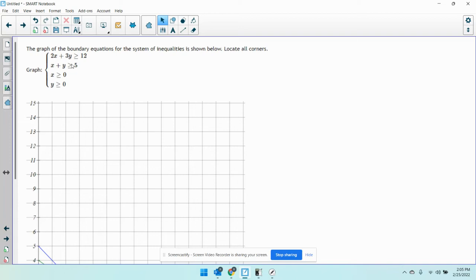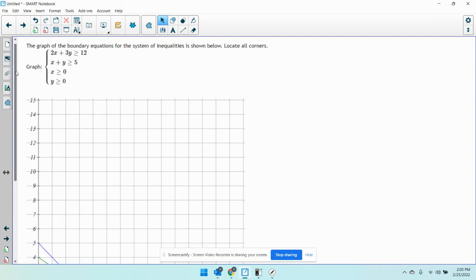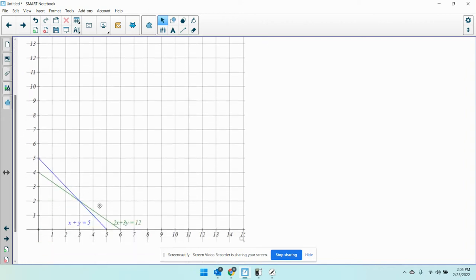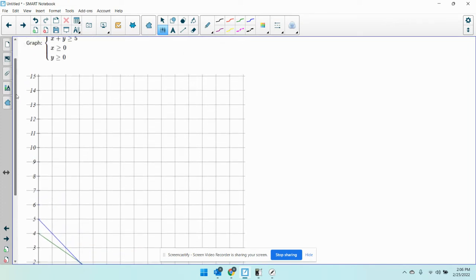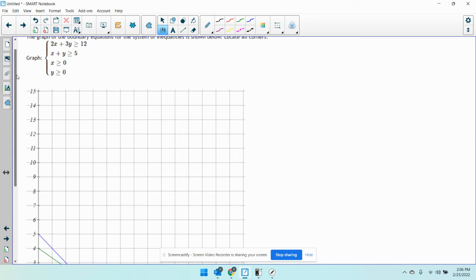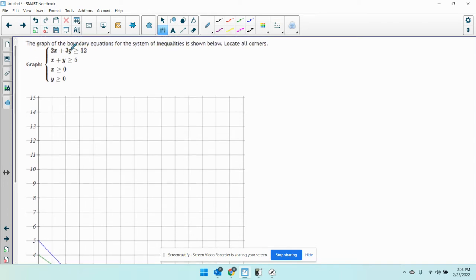Okay, so this says the graph of the boundary equations for this system is shown below. Locate all of the corners. So we have the green is the 2x plus 3y equals 12, and the blue is x plus y equals 5. Before I locate the corners, I want to locate the feasible regions by looking at the inequality symbol and figuring out which side to shade.